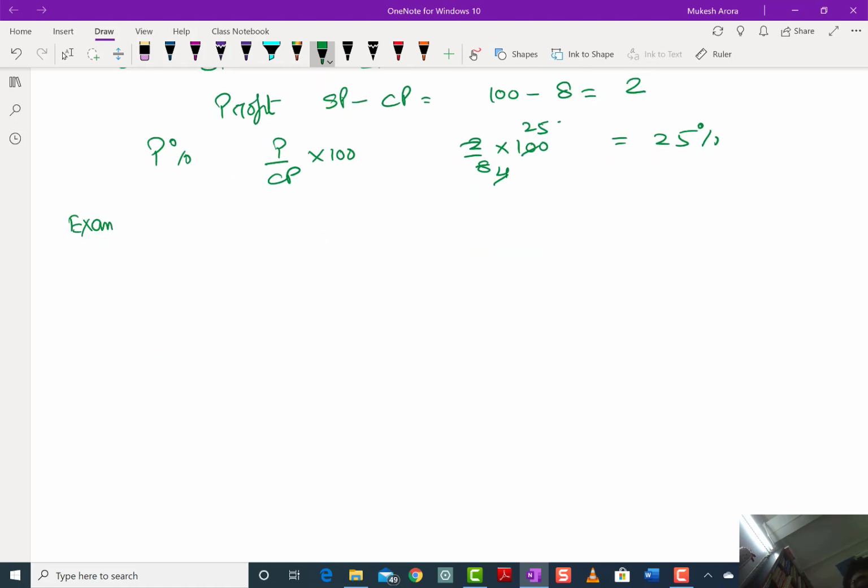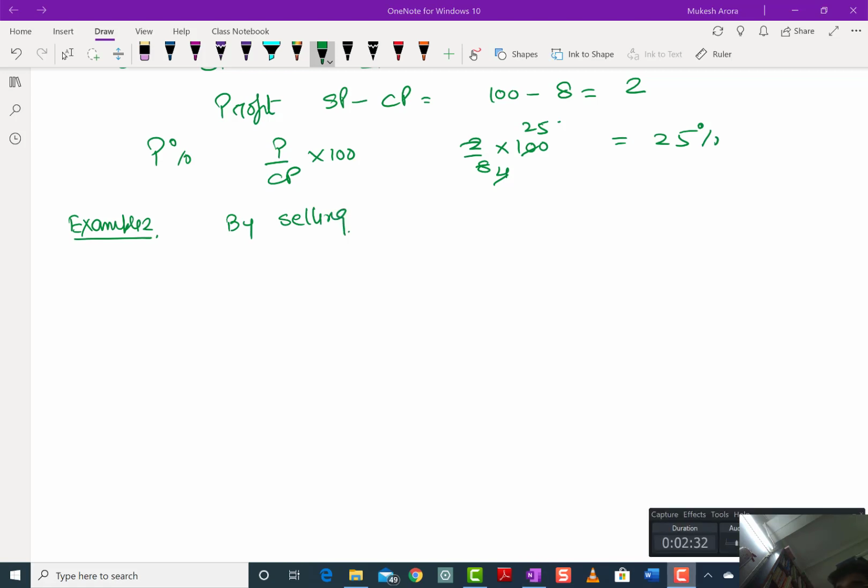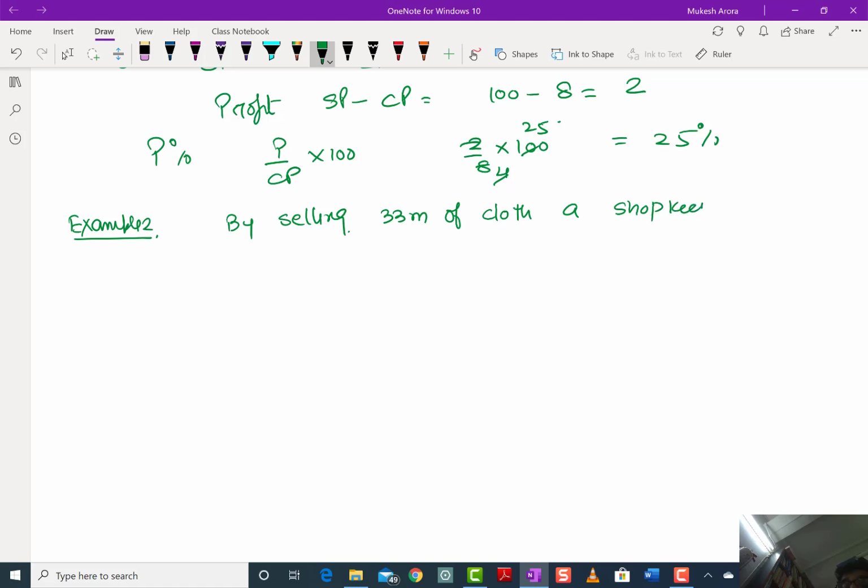The second sum is: by selling 33 meters of cloth, a shopkeeper loses an amount equal to the selling price of 3 meters. Find the loss percent.